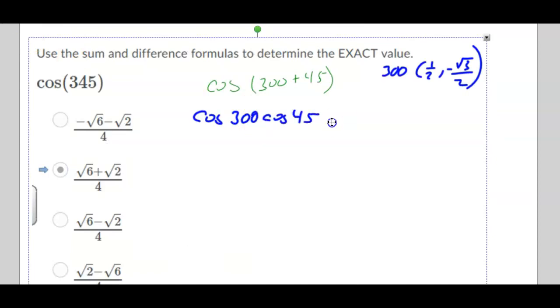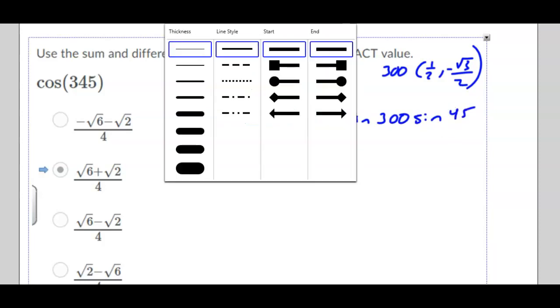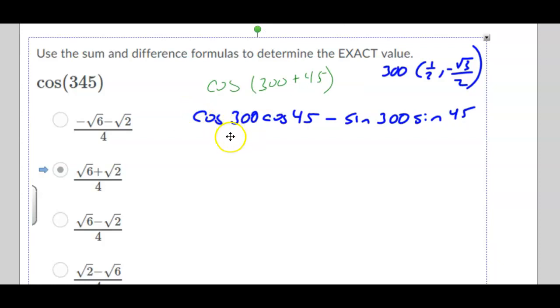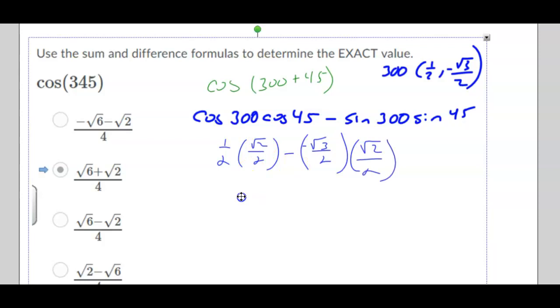So cosine of 300 times cosine of 45, minus sine of 300 times sine of 45. The cosine of 300 is 1/2. The cosine of 45 is radical 2/2. The sine of 300 is negative radical 3/2. I'll put that negative there, and then radical 2/2. This gives me radical 2/4. This gives me a positive, so that's a positive radical 3/2 times radical 2/2.